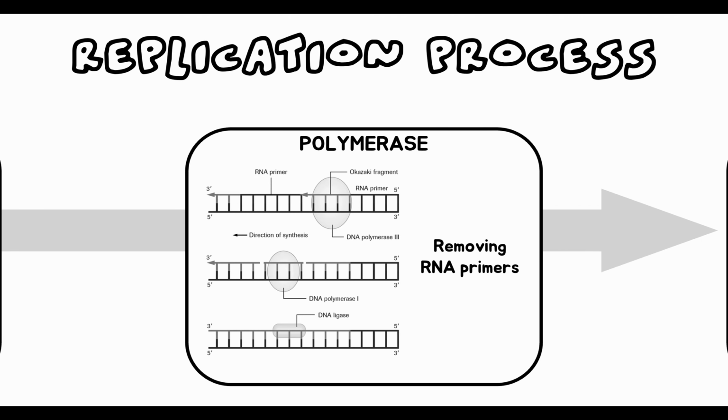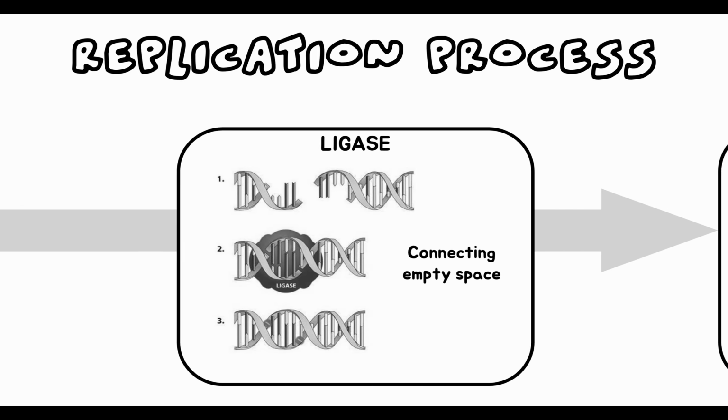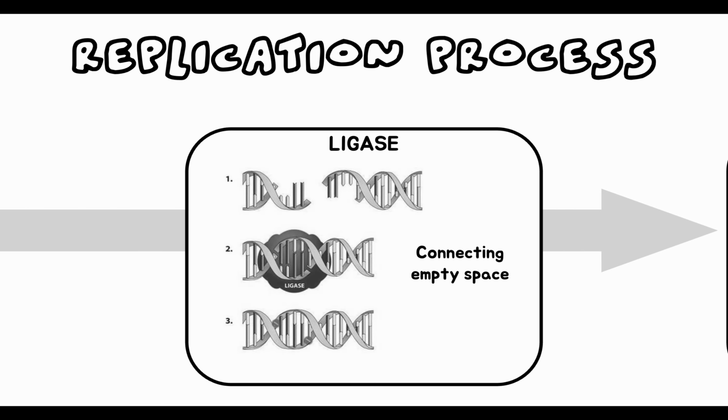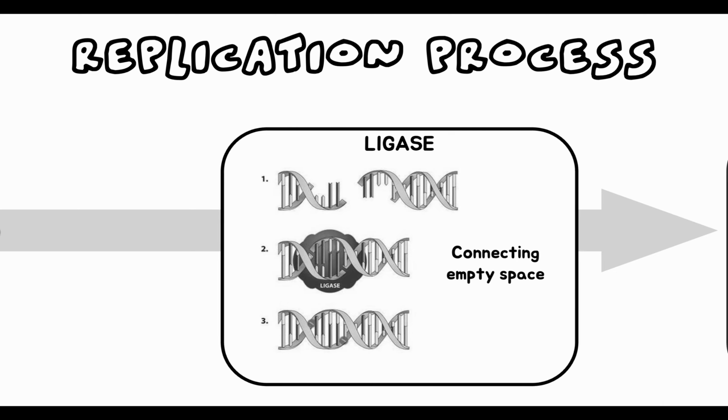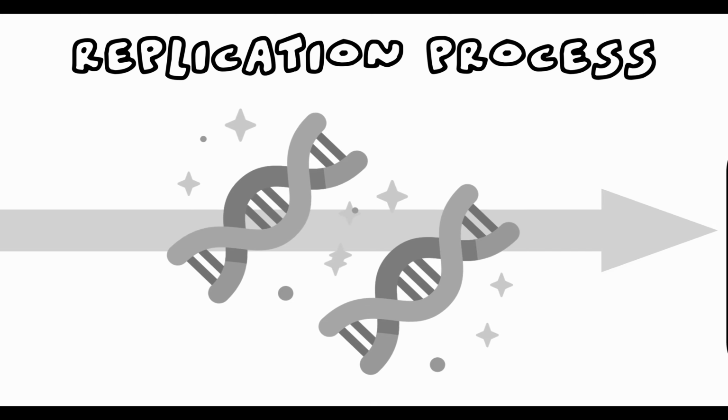DNA polymerase enters to remove RNA primers and add supplemental DNA nucleotides as the next step. Then the ligase connects the empty space between the DNA strands. After all these processes, two DNA double helix structures are finally created.